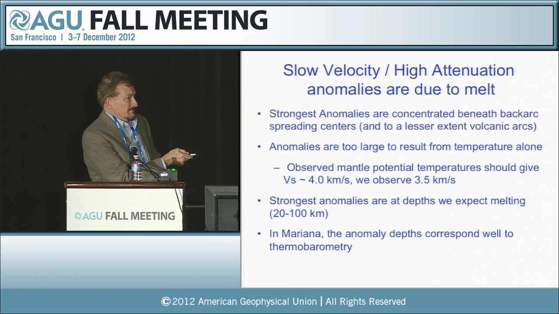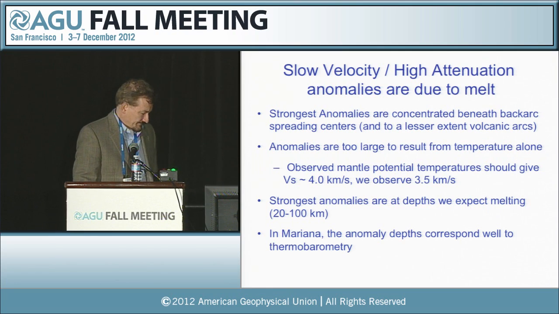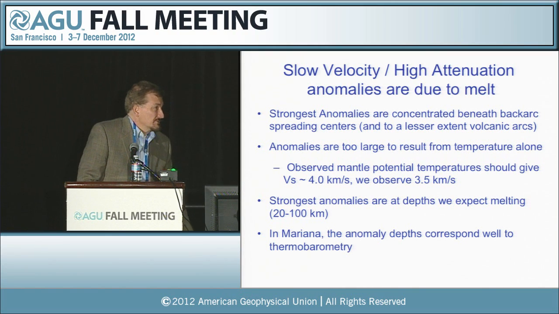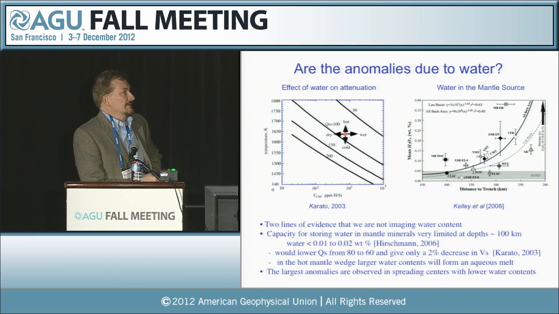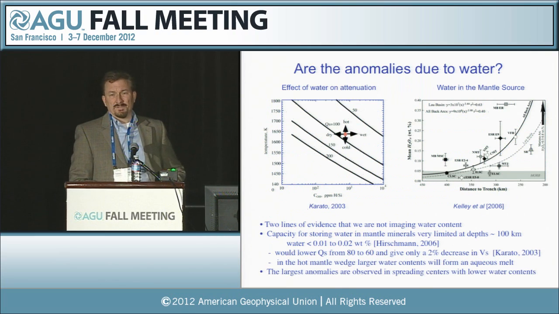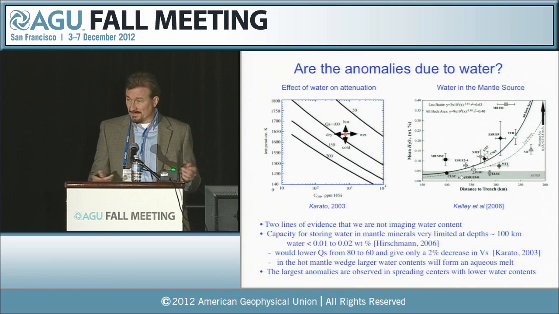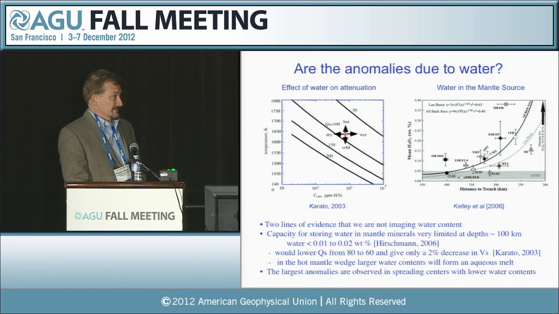The strongest anomalies are at the depths where we expect melting, 20 to 100, or in some cases 20 to 70 or so kilometers deep. And in Mariana, even the anomaly depths correspond very well to the thermobarometry of Kelly et al. So I think there's no question that we're really observing the melt in the mantle. It has been suggested that in the mantle wedge, you might observe the seismic effects of water instead of the effects of melt.